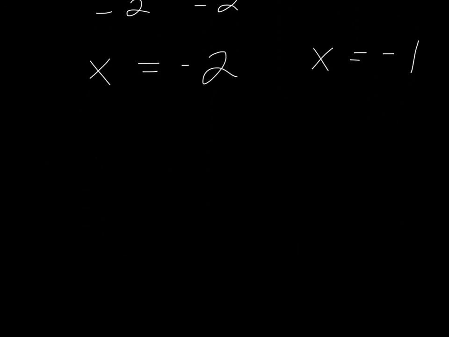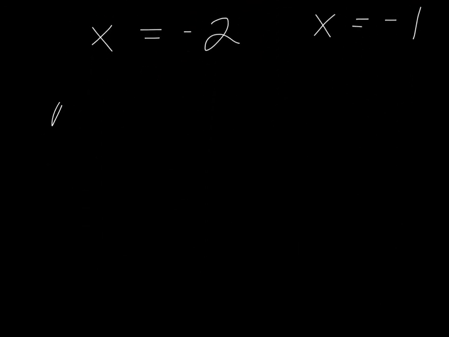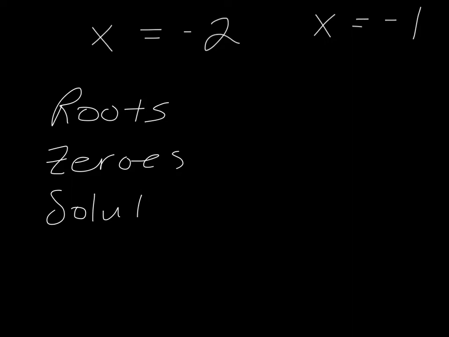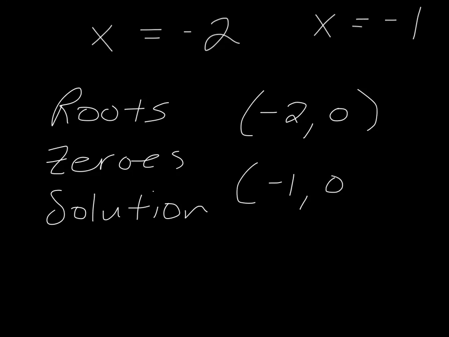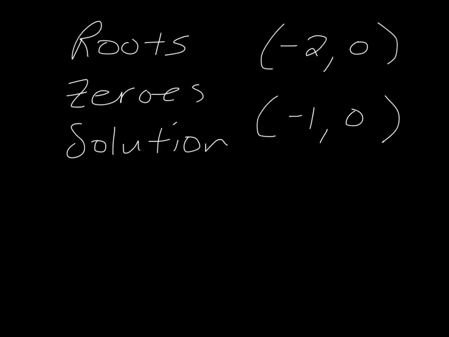So these would be my roots, or my solutions, or my zeros. It doesn't matter how they ask you, but these are your x-intercepts. So I would write, I've got the (negative 2, 0), and I've also got (negative 1, 0). Remember, these quadratics can cross at 1 point, 2 points, or no points.